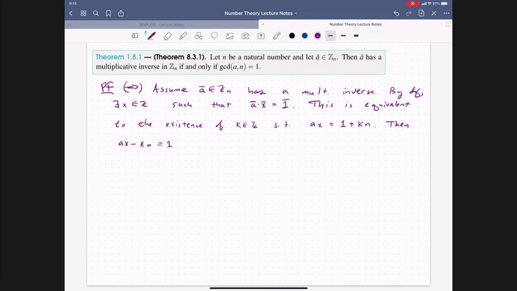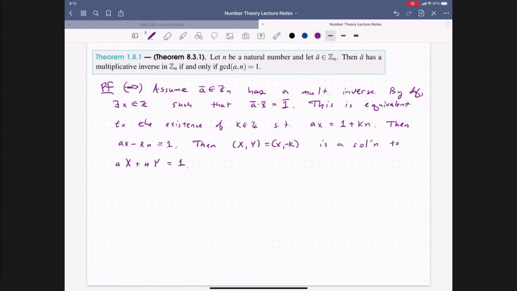So specifically, we have that if we let x comma y be x and k, then it is a solution to the linear Diophantine equation ax, actually let me make this minus just to be in line with the notation we've been using, plus ny is equal to 1.